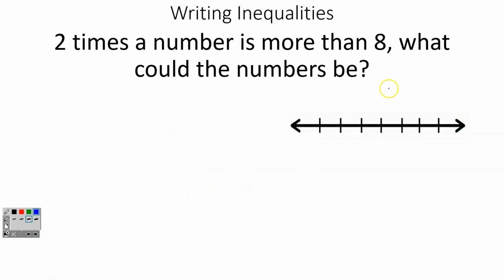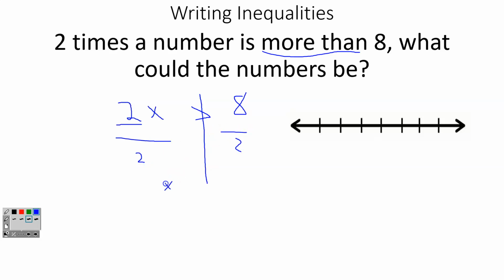So here's the next one. 2 times the number is more than 8. What could the numbers be? Well, more than, that's just like greater than. So 2 times the number, but it doesn't tell me what number, so 2 times x. And my 8 will go on this side. Do I need to change the sign? My coefficient, that number right there, is a positive, so I do not change the sign. So I'm going to divide by 2, and I end up with x is greater than 4. So here's my 4. Greater than, it's not equal to, so it's an open circle, and it's going to go in this direction.